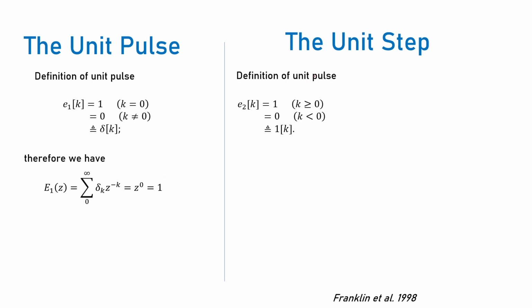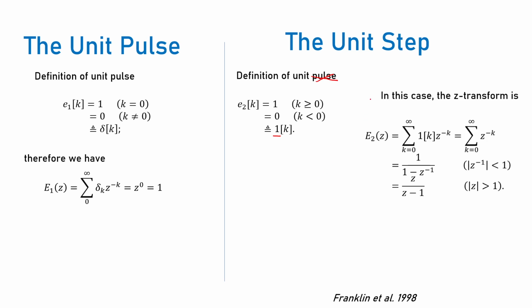definition of unit step. Okay, this is not unit pulse but unit step. A signal E2 equal to 1 when K is positive, otherwise 0. And the notation of unit step is like this. So most of the time I use this notation.